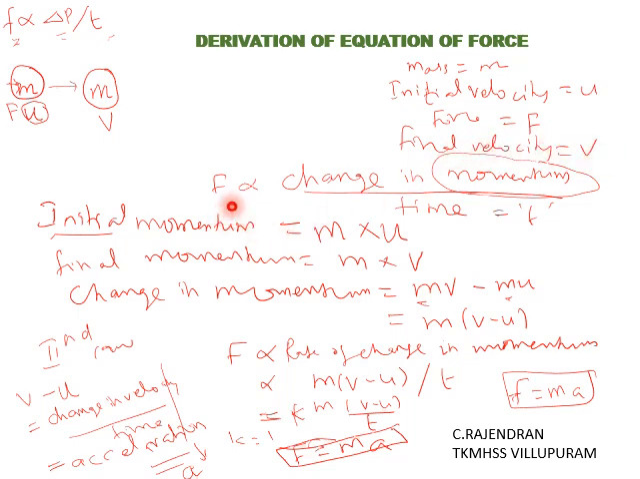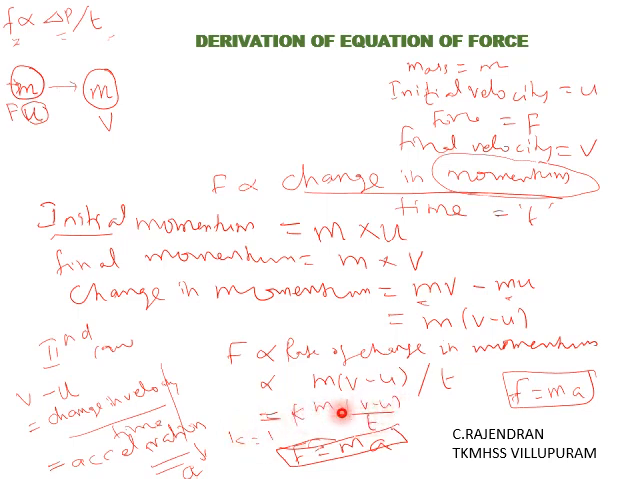So according to Newton's second law, I write F is proportional to change in the momentum. Now I am going to find the change in the momentum and time. Initial momentum is m into u, final momentum is m into v. Then change in the momentum is mv minus mu, which is m into (v minus u). F is proportional to the rate of change of momentum, so I write m into (v minus u) by t. I remove the proportional symbol, put an equal symbol, and introduce a constant, taking its value as 1. So I get m into (v minus u) by t.